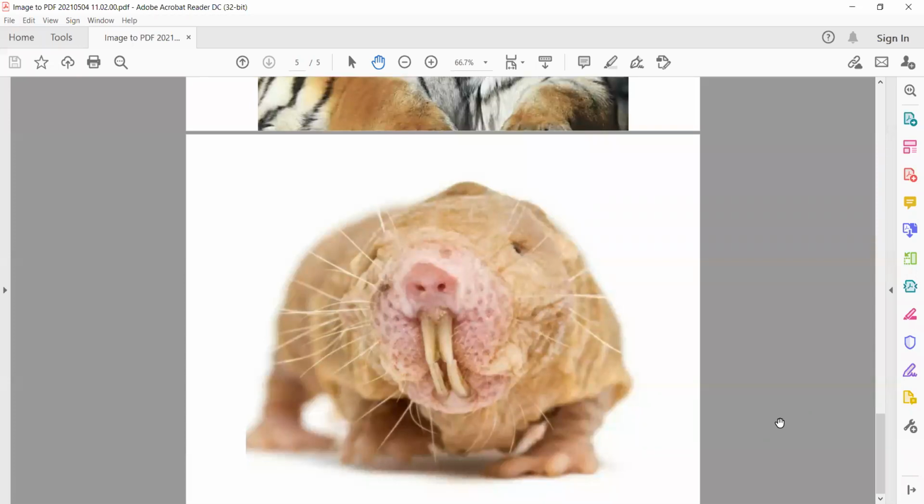A tiger has large canines. Tiger uses its canines for tearing or piercing the prey, while the rat has incisors. So the rat used its incisors for biting the food or killing the prey.